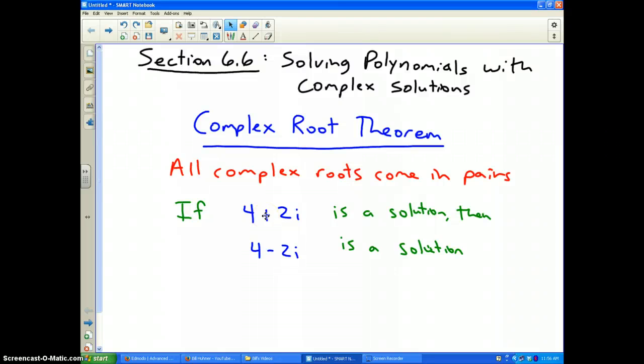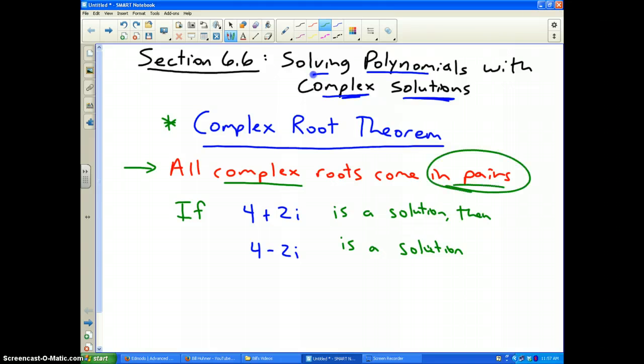This last video in section 6.6 is very similar to the last video in section 6.5. The only difference is I'm going to show you one problem where you solve polynomials that have complex or imaginary solutions. Now again, in order to do this, there's another theorem called the complex root theorem. It's very similar to the irrational root theorem. That says all complex roots come in pairs.